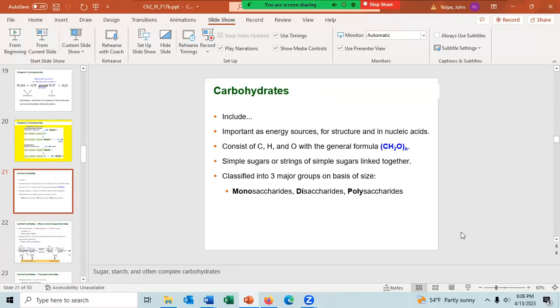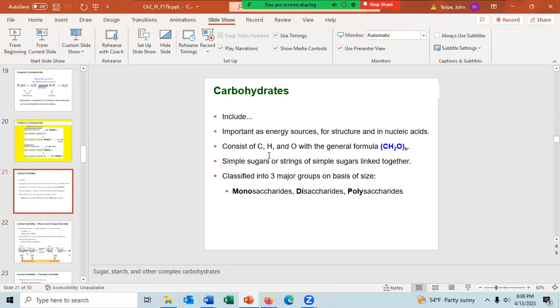All right, let's begin talking about the 4 biological molecules. The first one we're going to talk about is the carbohydrates, and these include sugars, starches, and other complex carbohydrates. Carbohydrates are important as an energy source, so we need to eat them to get energy, but they're also important for the structure in our cells and in the makeup of nucleic acids. Although a carbohydrate is not a nucleic acid, when we're building a nucleic acid, we can begin with the carbohydrate.